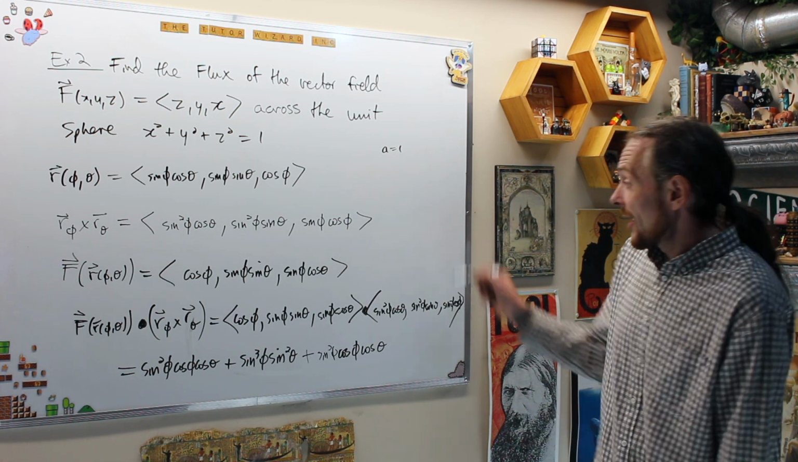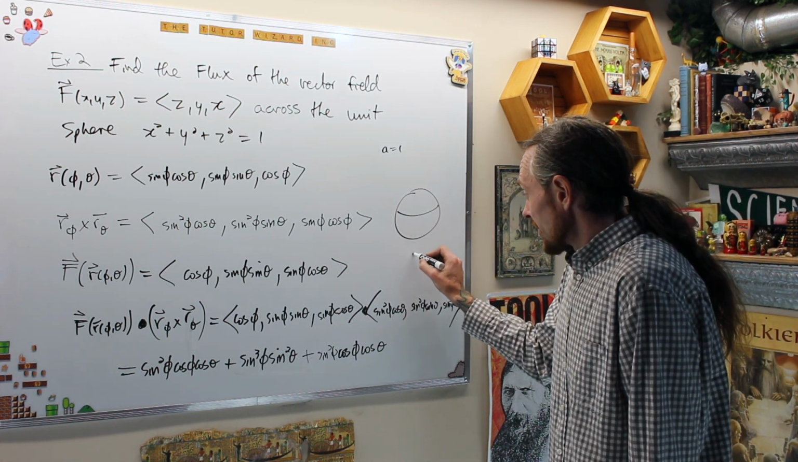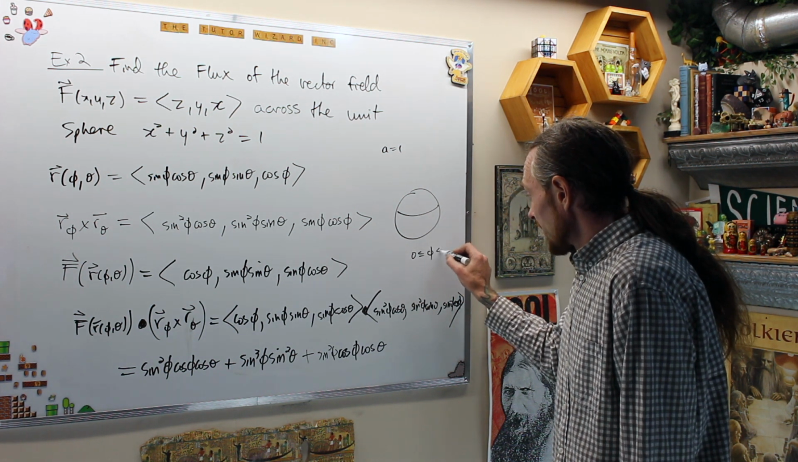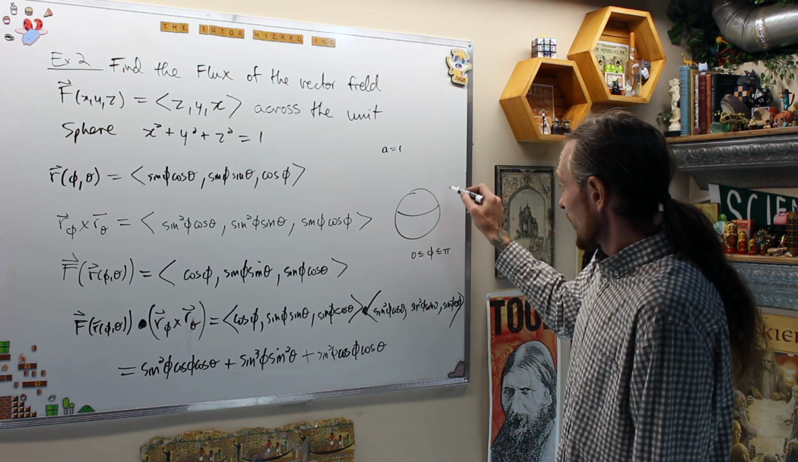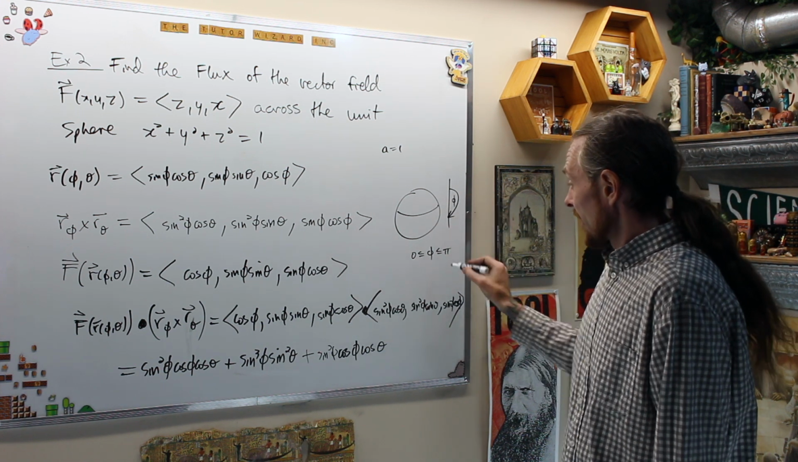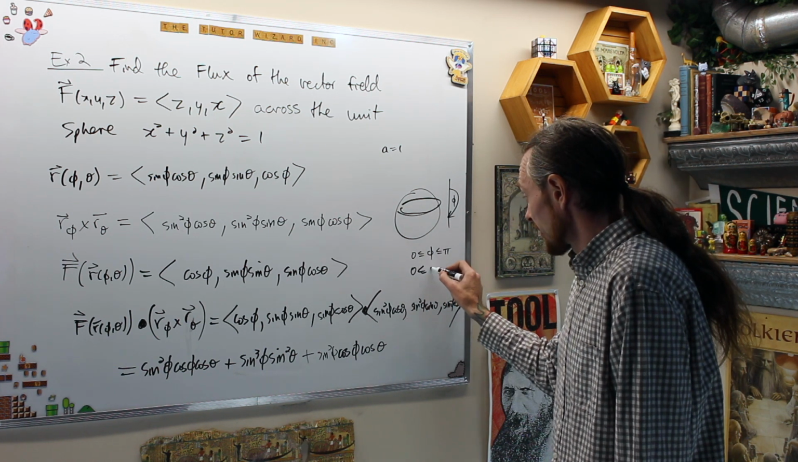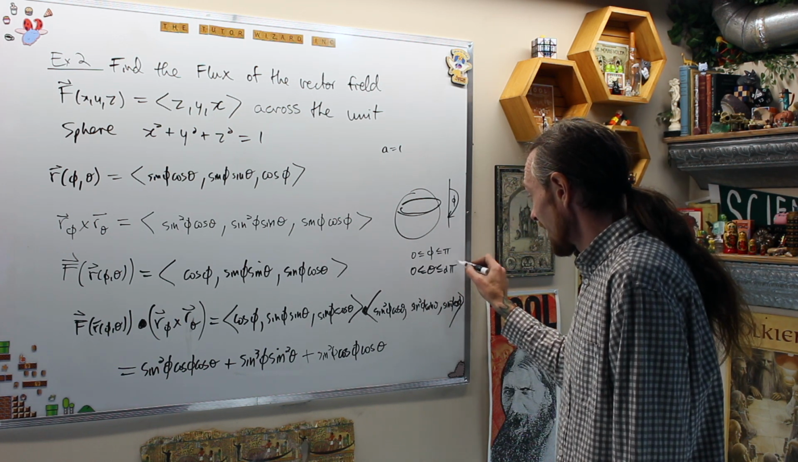What's our region now? Again, it's a sphere. So what are our bounds? We're going to be going from 0 less than or equal to phi less than or equal to pi. We're going from here to here is phi. And then we're going all the way around. So we're going to go from 0 less than or equal to theta less than or equal to 2 pi.